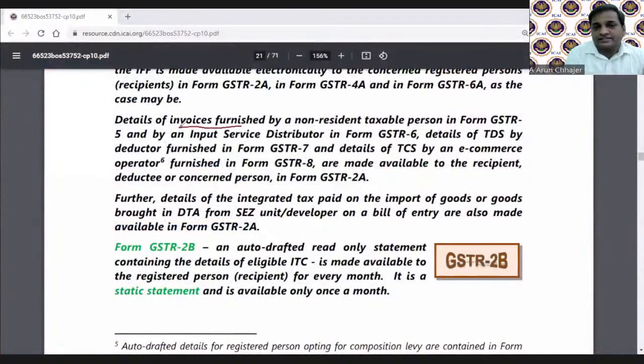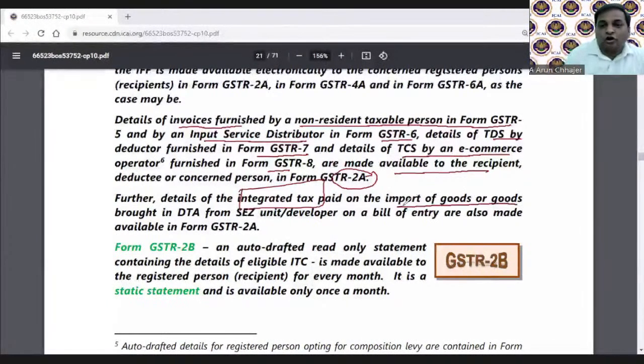The details of the invoice furnished by the non-resident taxable person in GSTR 5, ISD in GSTR 6, TDS by the deductor in GSTR 7, and TCS by the e-commerce operator in GSTR 8 will be made available to the recipient in the GSTR 2A. Further, IGST paid on import of goods or goods brought into the DTA from an SEZ unit or developer on a bill of entry are also made available in the 2A. All these transactions are not in your part. It will be part of the CA Final syllabus, but you just need to remember this only for 2A.